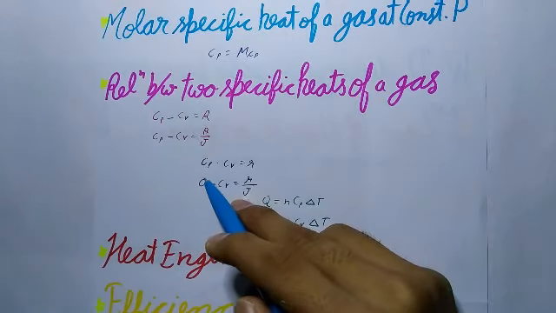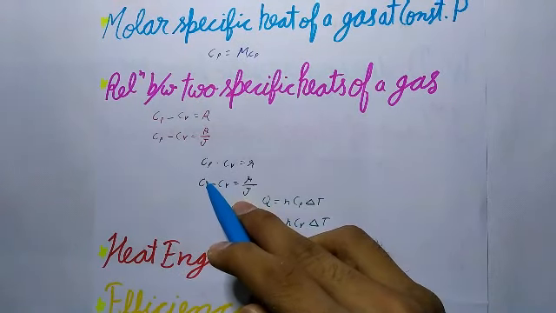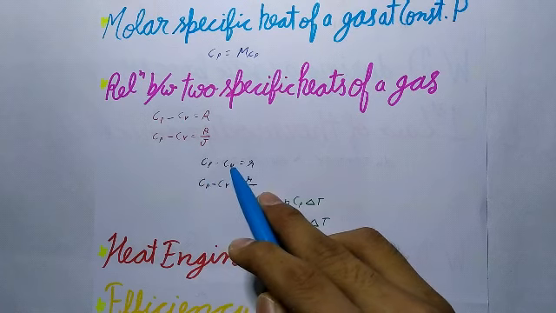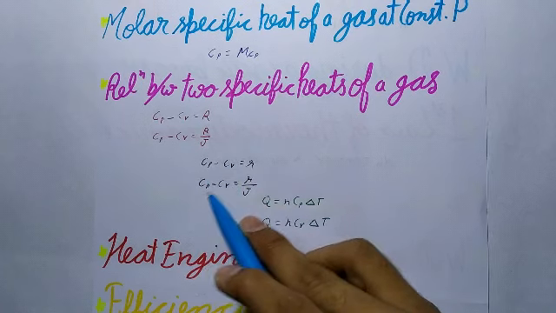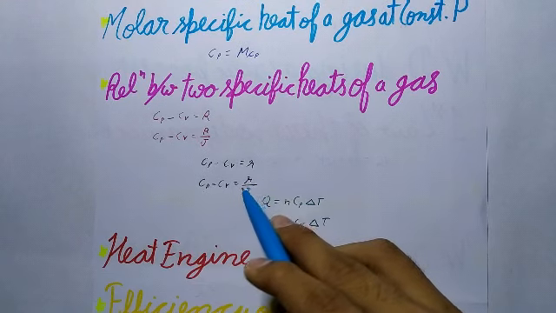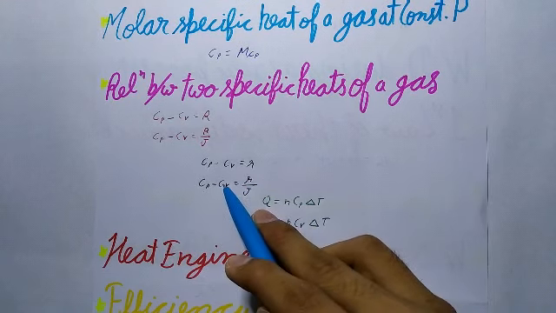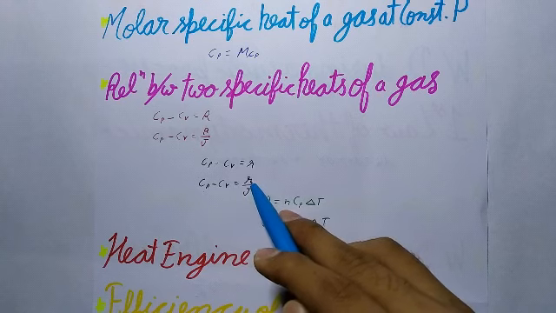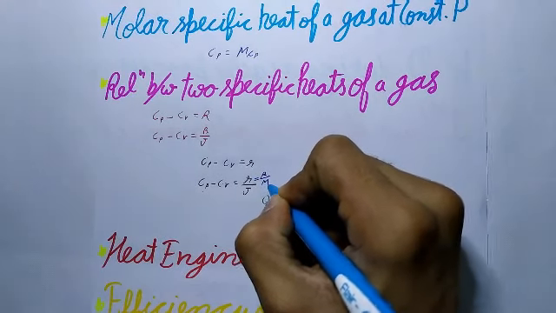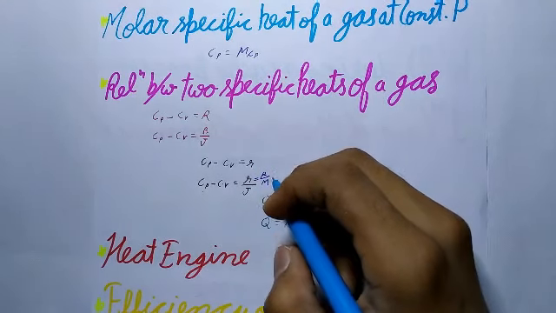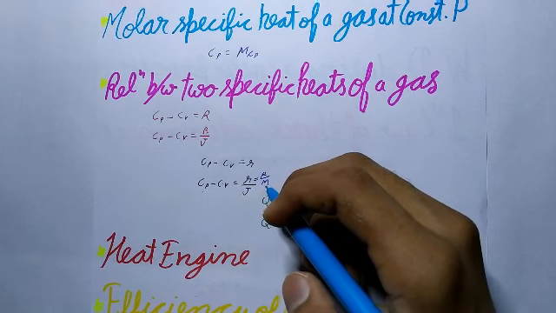Now, for 1 gram of a gas, first, Cp minus Cv is equal to r, where Cp and Cv are in units of work. Second, Cp minus Cv is equal to small r upon J, where Cp and Cv are in units of heat, and this small r is equal to capital R upon capital M, which is the gas constant for 1 gram of a gas.